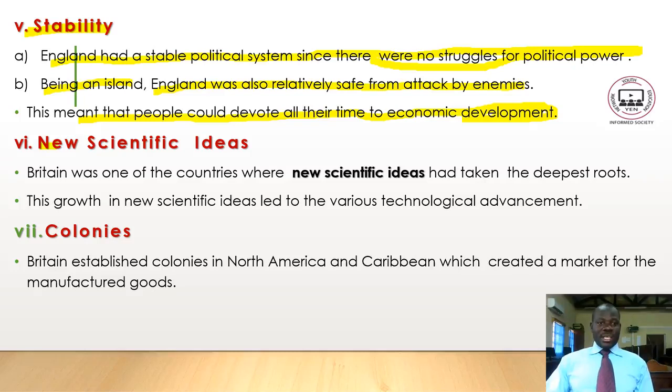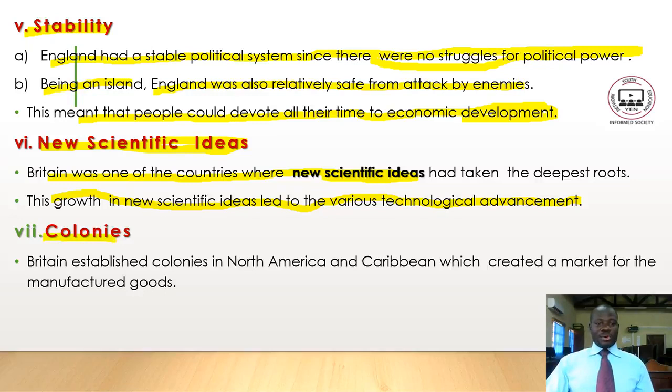Another reason was the new scientific ideas. Britain was one of the countries where new scientific ideas had taken the deepest roots. So this growth in new scientific ideas led to various technological advancement. So what we are saying here is that new scientific ideas also developed in Britain. As a result, it supported technological development, such as the development of factories or machines that could enable them to do things better and quicker.